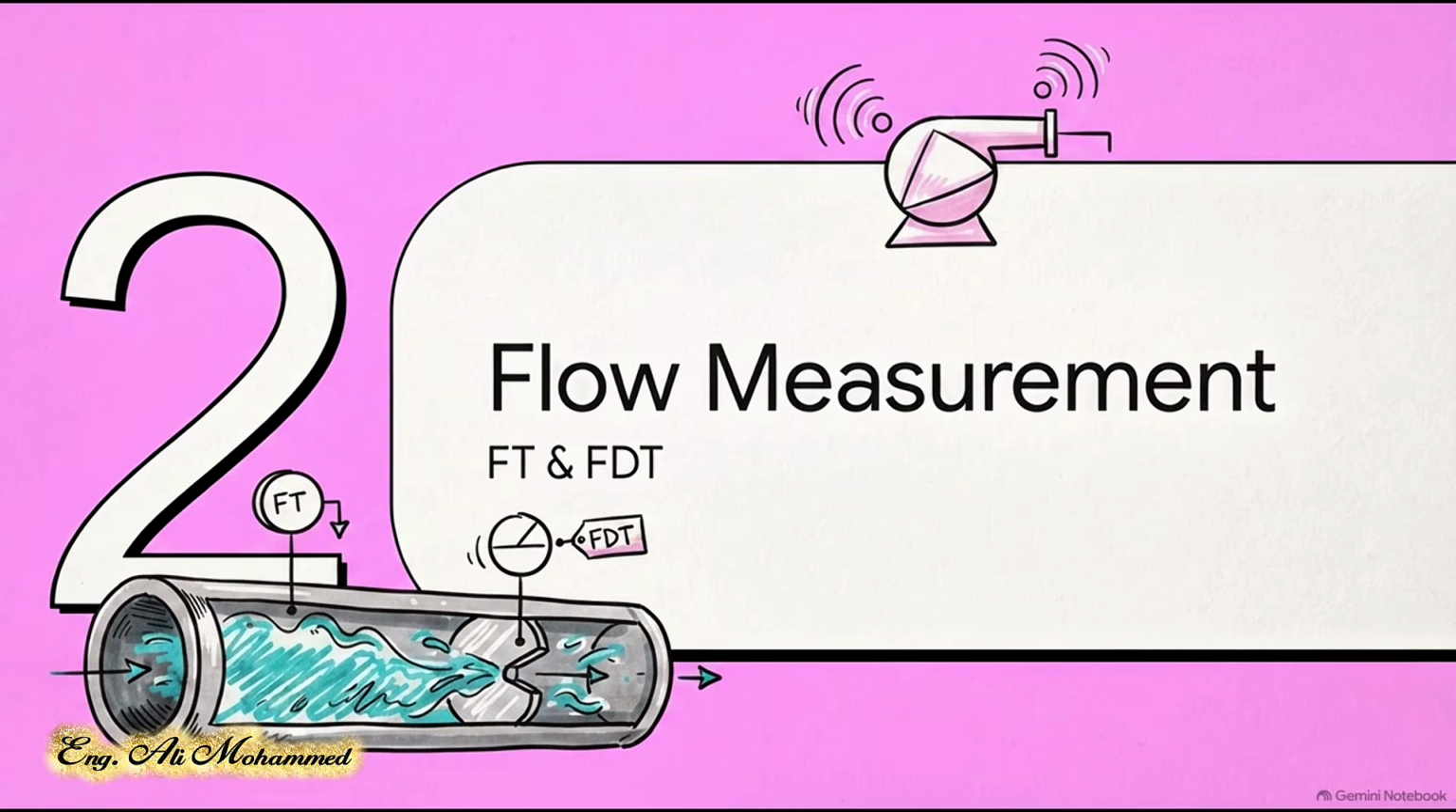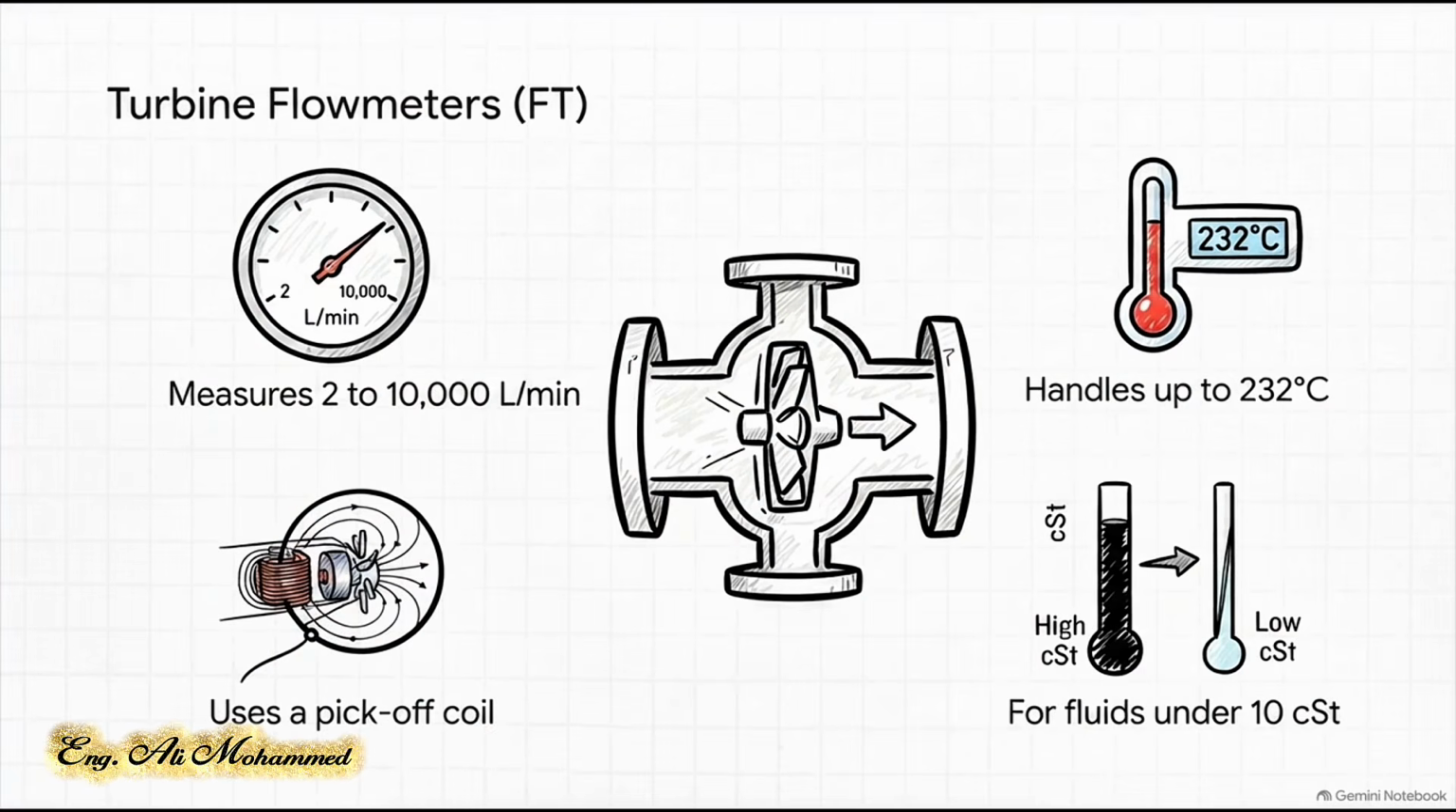Section 2. Flow measurement, featuring the FT and FDT. Let's picture a hypothetical fluid pumping through a heavy steel pipe. How do we actually quantify that movement? Well, we use flow transmitters, or FTs, and sometimes flow differential transmitters, or FDTs. A perfect example of a physical FT is the industrial turbine flow meter, like your FT3, 4, or 7 series. Now, these are highly mechanical devices. Inside that tough stainless steel body, there's a helically cut turbine rotor.